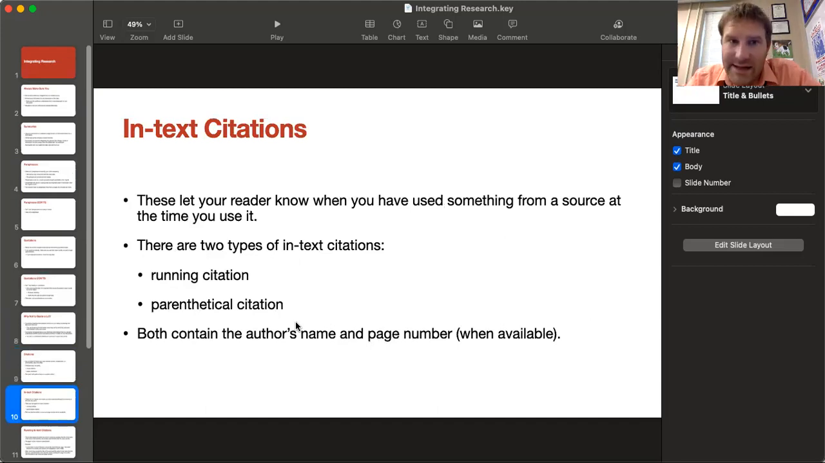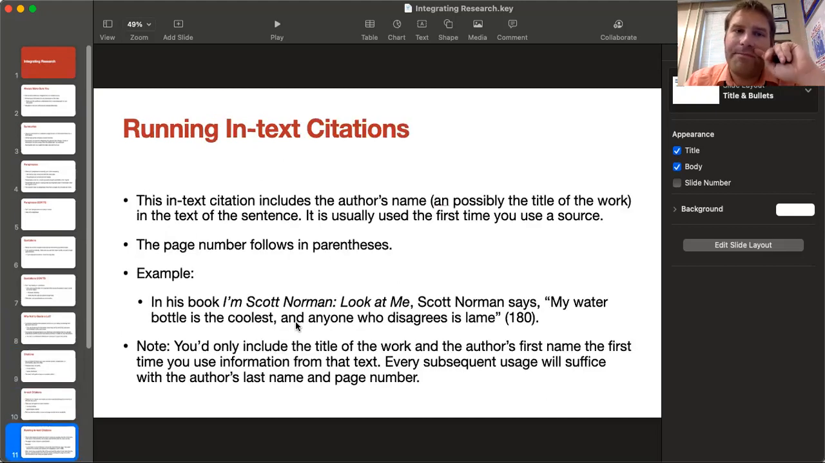Now, let's start off with the in-text citation. These let your reader know when you use something from a source at the time that you use it. There are two types of citations. You have a running citation and a parenthetical citation. Both of these citations will use the author's name and the page number when available. That's also part of the reason why academic journals are valued more in this type of research, because academic journals will always have a page number associated with them.